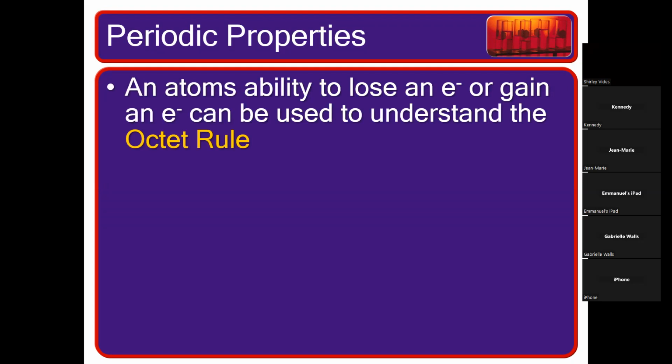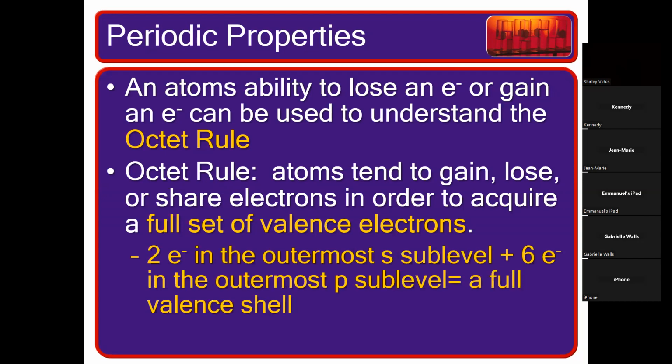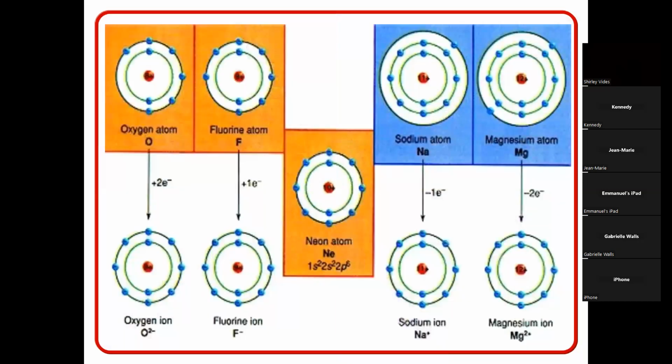All right, so remember, we are looking to fulfill the octet rule, which states that an atom will gain, lose, or share electrons, because there's also covalent bonds, in order to acquire a full set of valence electrons. And a full set is 8. We will look at this S and P later, but remember, according to that Bohr model we looked at, 8 electrons is in every shell, including the outer shells. Okay. And here you go.